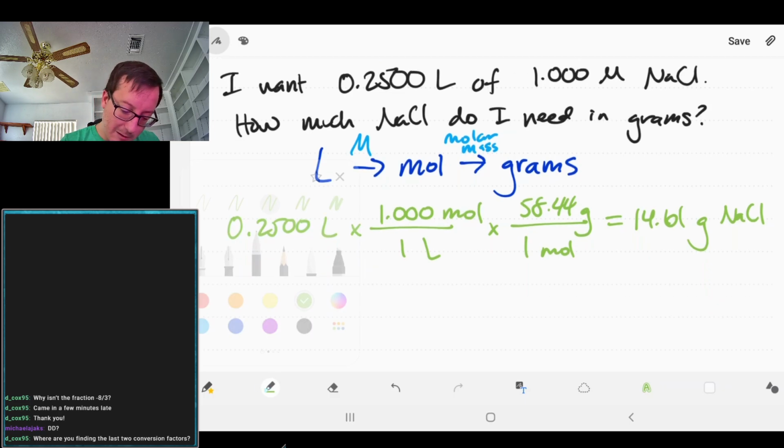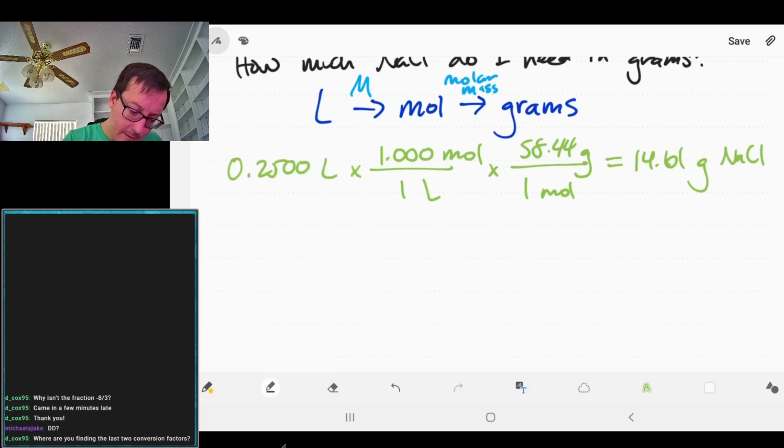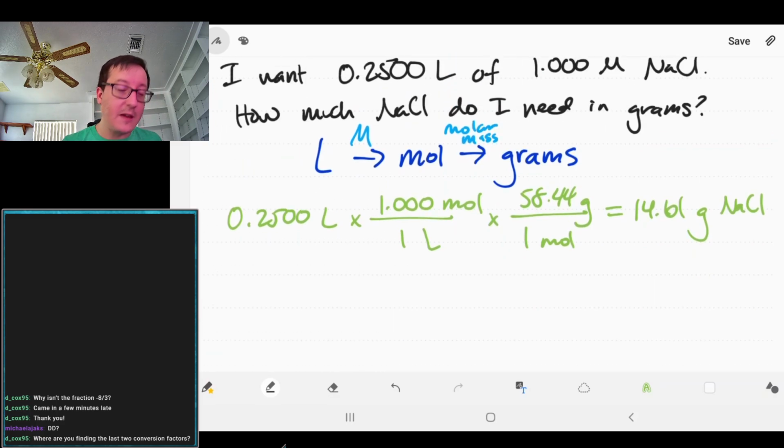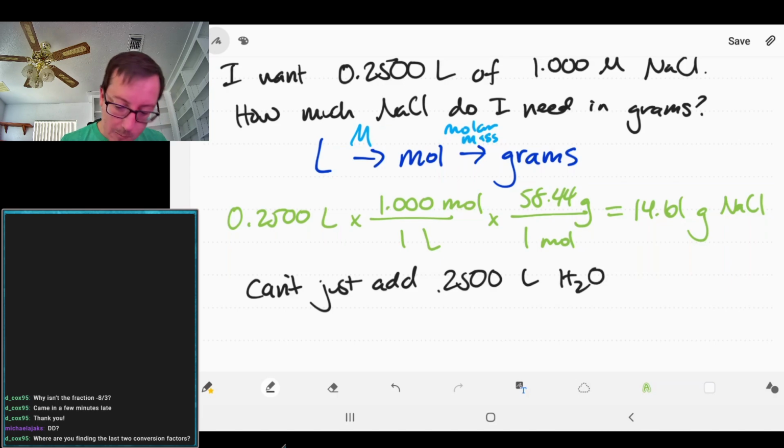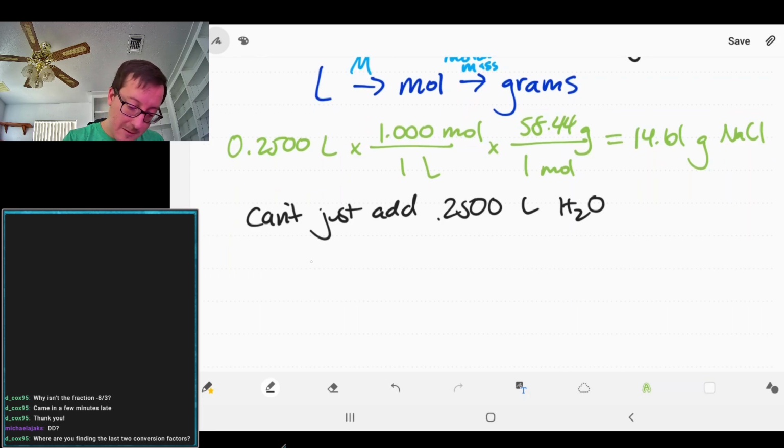And how this will work is very often, you can't just say, I'm going to put 250 mLs of water in there, or 0.25 liters of water. That's not how it works, because the sodium chloride does have a small volume. So you can't just add that and call it a day. You have a piece of glassware that we're going to use called a volumetric flask.